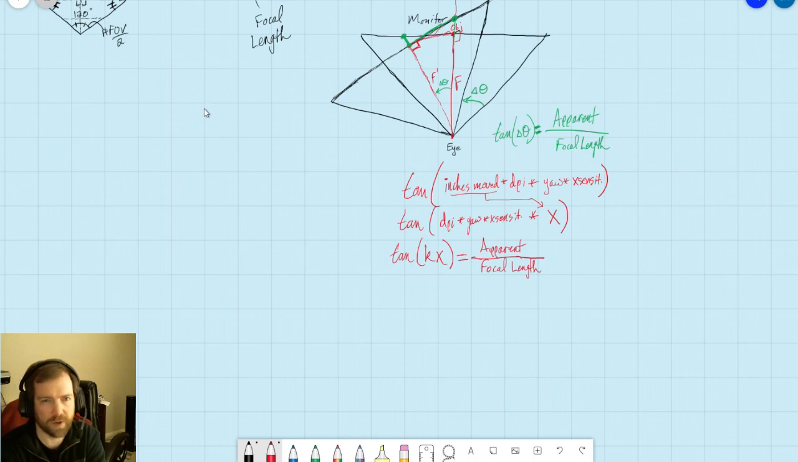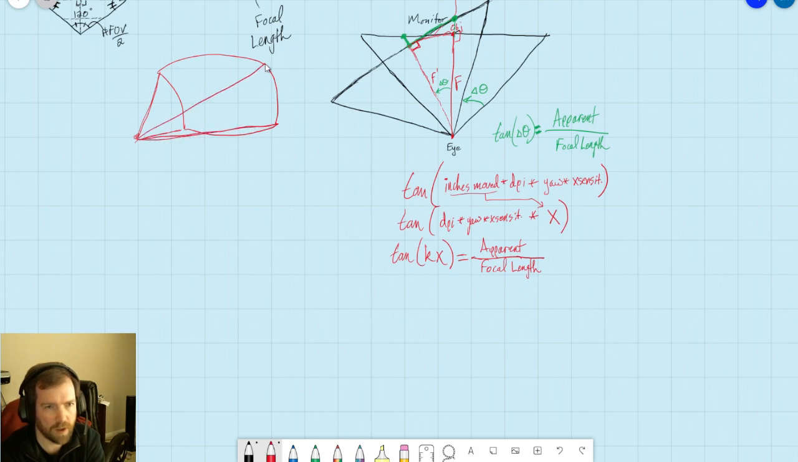So yeah, if you were to get a monitor that was actually a piece of a sphere like this. I mean, probably.